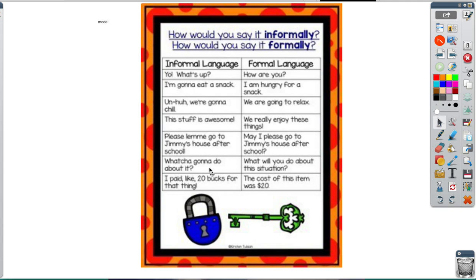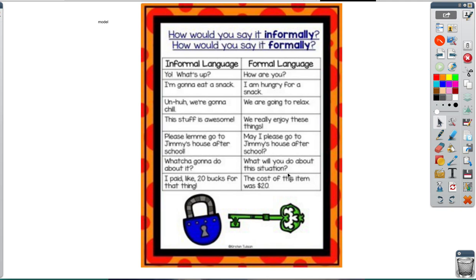Another example of informal language is what you gonna do about it versus formal, what will you do about this situation? And then lastly, I paid like $20 for that thing versus the cost of this item was $20. You're getting the same information across in all of these examples. However, the person that you're speaking to is most likely going to be much different. You might have your best friends or your siblings when you're using informal language, but you might be with your teacher, your parents, or any other adult for more formal language.